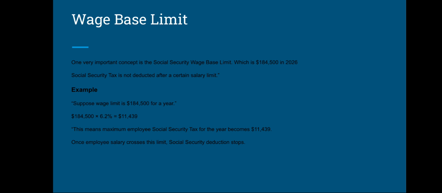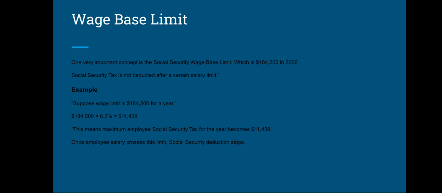For example, suppose the wage limit is 184,500 for a year and you have earned 184,500 in that year. So your Social Security will be 6.2% from the employee side of 184,500. While calculating payroll taxes, you have to keep one thing in mind, that payroll follows the calendar year. Calendar year refers to January to December.